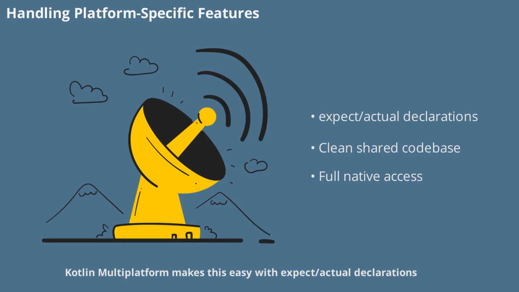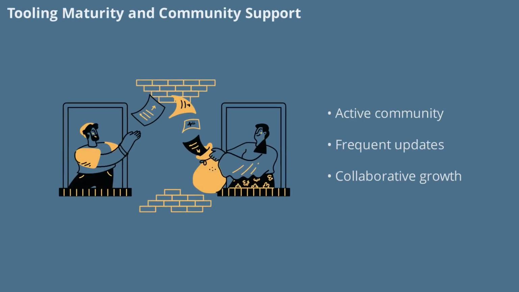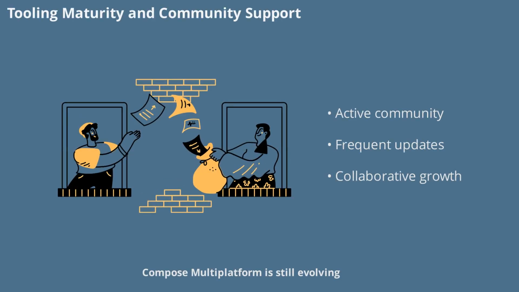Kotlin Multiplatform makes this easy with expect actual declarations, allowing you to write platform-specific code only where necessary. This keeps your shared codebase clean while still giving you full access to native capabilities. Compose Multiplatform is still evolving, and you may encounter occasional bugs or limitations. However, the active community and frequent updates help mitigate these issues. By staying engaged with the community, you can find solutions quickly and contribute to the ecosystem's growth.